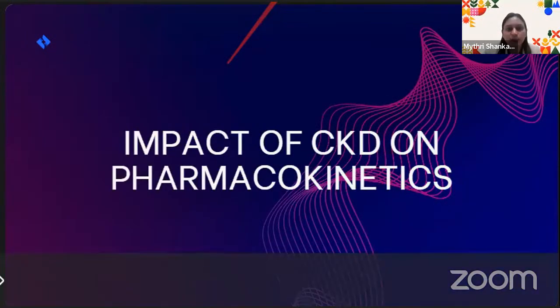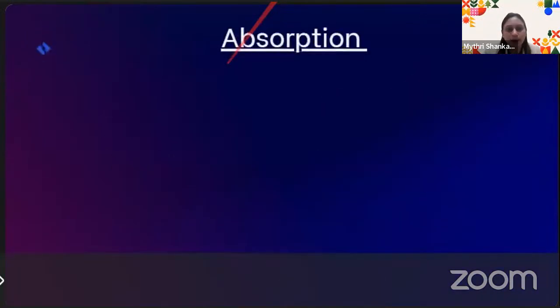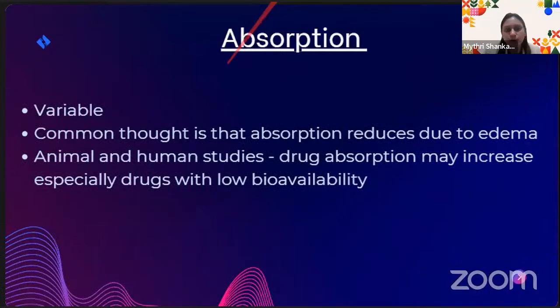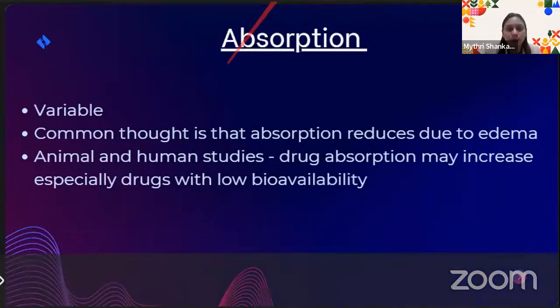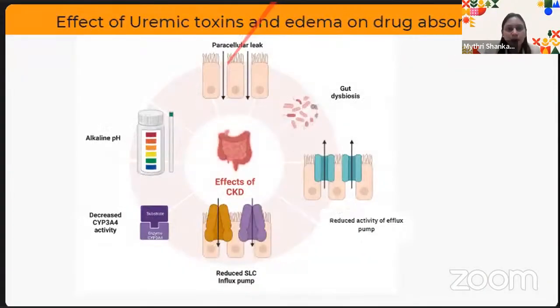So what is the impact of chronic kidney disease on pharmacokinetics? First step is absorption. Absorption is variable. The common thought is that absorption reduces because of edema, but animal and human studies have shown that drug absorption may actually increase, especially in drugs with low bioavailability. Why does absorption increase in patients with chronic kidney disease? This is because of uremia and its toxins and the effect of edema.